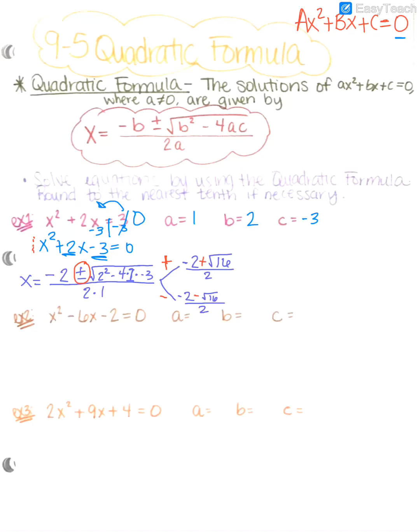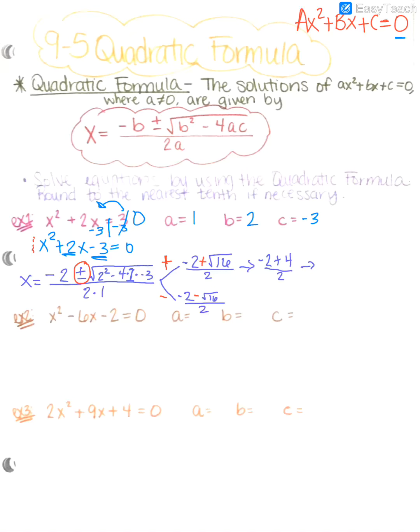Okay, so once we simplified what's inside the square root, it gave us 16. And again, notice that what we did is we split into 2 different equations, one having the plus and one having the minus. Now we're going to continue with that and see if we can simplify what's in the square root. In this case, we can. So we're going to do negative 2 plus the square root of 16, which is 4, over 2. And then we're going to simplify what's on the top.